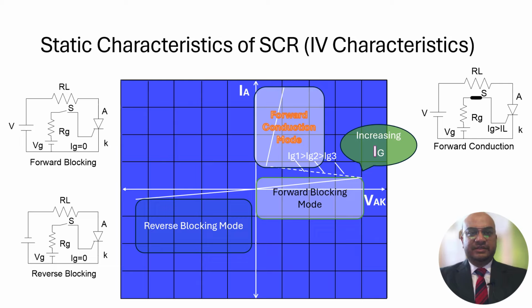Next we can see the reverse blocking mode, where the polarity is reversed, and now the negative terminal is connected to the anode and the positive terminal is connected to the cathode. So during this mode also the device is not conducting. Whereas in the forward conduction mode, we can see the switch is now closed and the gate is given the gate current and the device has moved to the conduction mode.